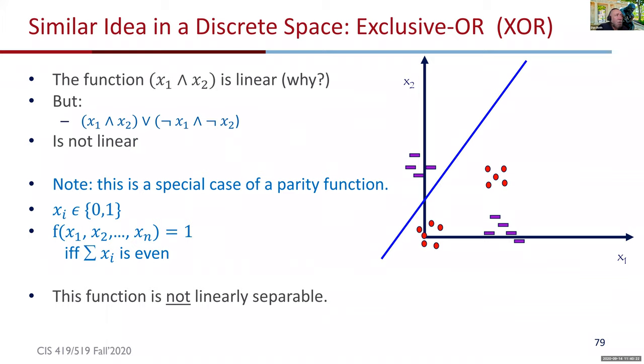Now, the same idea can also happen in the discrete space, where we have Boolean features or other categorical features instead of continuous features as we saw. For example, this function, the conjunction of X1 and X2, is linear. Think about why this is true, and we're going to get to it in the next slide. But this function, X1 and X2, or not X1 and not X2, is not linear. In general, this is a class that we call parity functions. Some of you might have seen it. They are hard to separate. They are not linearly separable.